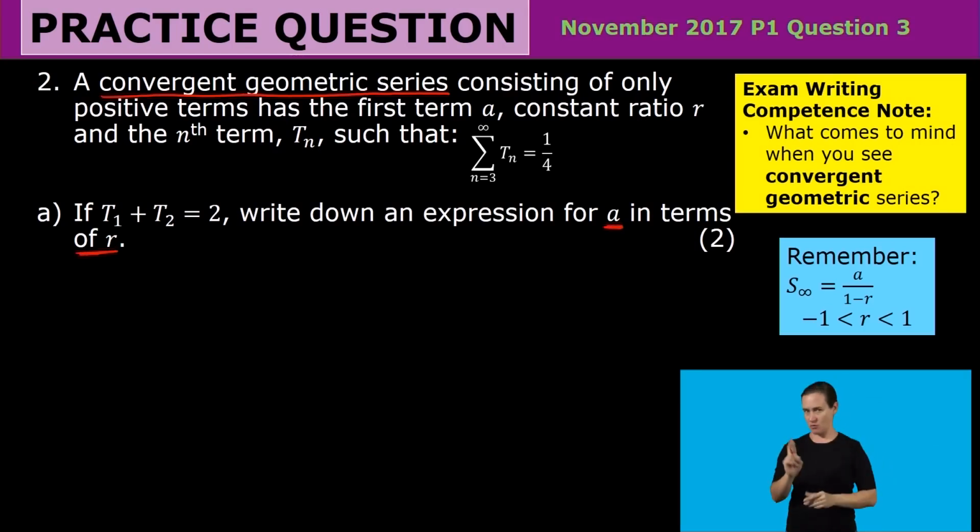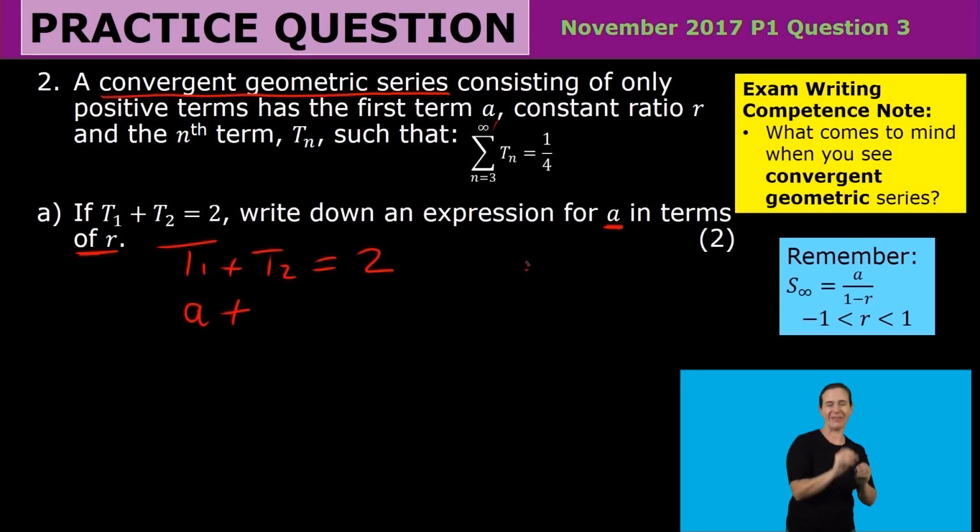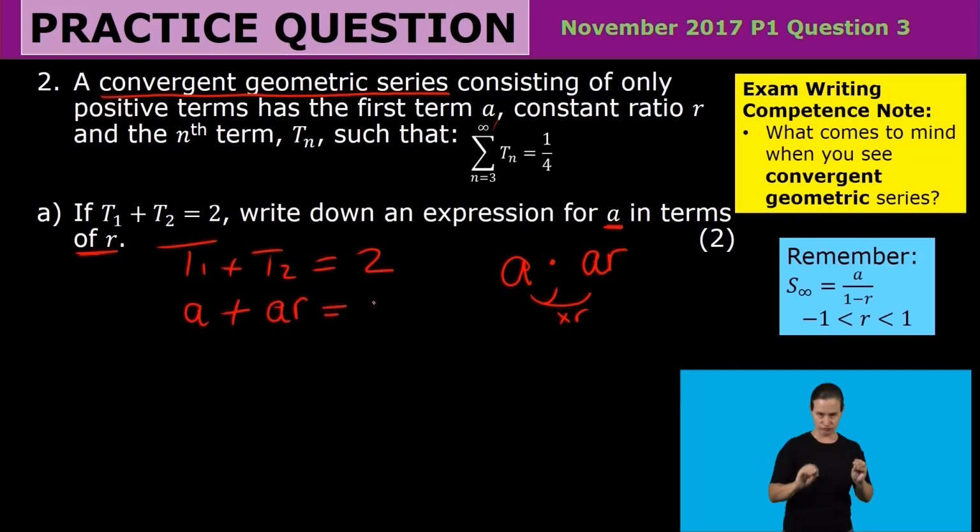So we know that T1 plus T2, we can just simply write it down as is, but we also do know that the first term is a, as given there in our statement. So if we have T1 plus T2 is equal to 2, that means a plus. And how do we move from a to the next term? Well, we do know that this is a geometric series, which means that for us to get to the second term, we multiply by r. So if we multiply by r here, our second term is going to be a multiplied by r. So that is what we are going to substitute in the place of T2. And that, of course, is equal to 2.